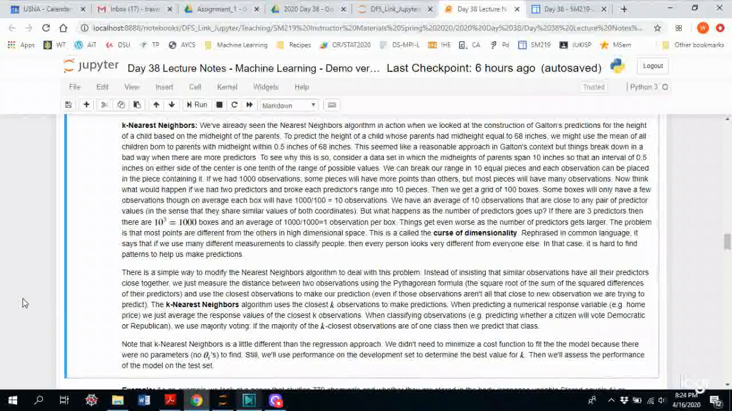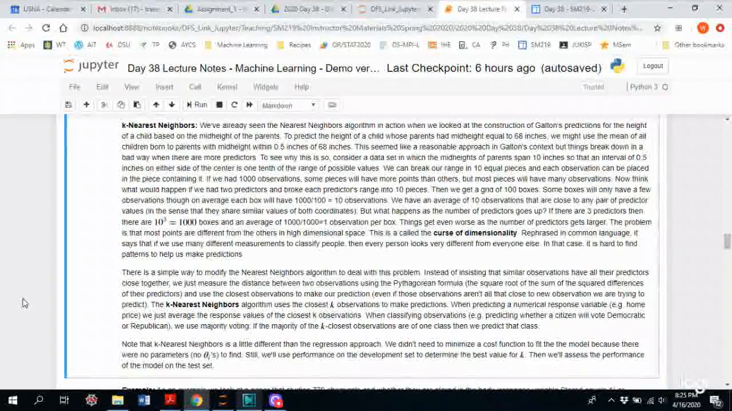observations. Now, think what would happen if we had 2 predictors and broke each predictor's range into 10 pieces. Then we get a grid of 100 boxes. Some boxes will only have a few observations, though on average each box will have 1,000 divided by 100, or 10 observations. We have an average of 10 observations that are close to any pair of predictor values, in the sense that they share similar values of both coordinates.